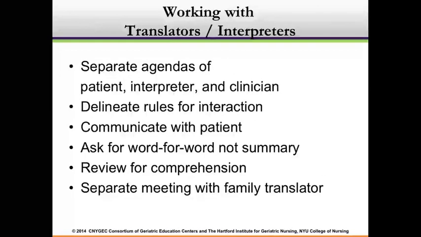Again, with translators and interpreters, separate the agendas of the patient, the interpreter, and the clinician. You can set the rules for the interaction, and they will follow them. Communicate with the patient. Ask for word for word, not summaries, from the translators. Review for comprehension, and have a separate meeting if you need to with the family translator who's also the caregiver.